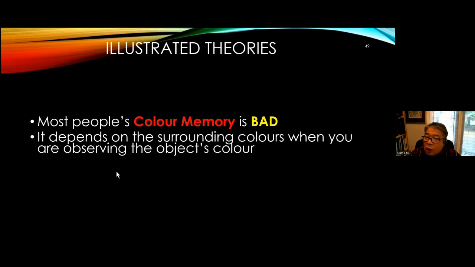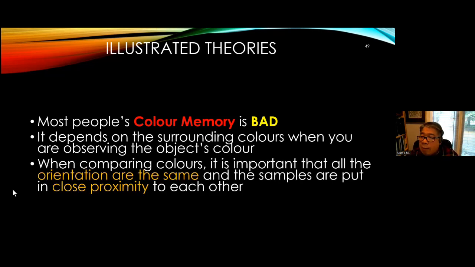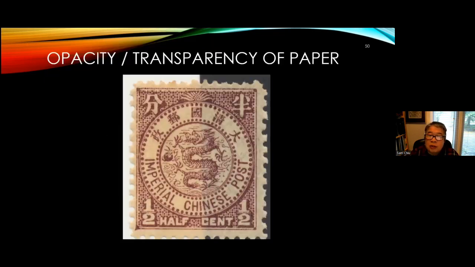It depends on how the color is presented to you, the stuff that is around the stamp. So in comparing color, it is very important that the orientations are the same. If you evaluate two stamps together, make sure they're in close proximity, make sure they're under the same light source, and don't look at one horizontal and the other vertical, because even that would change your observation.